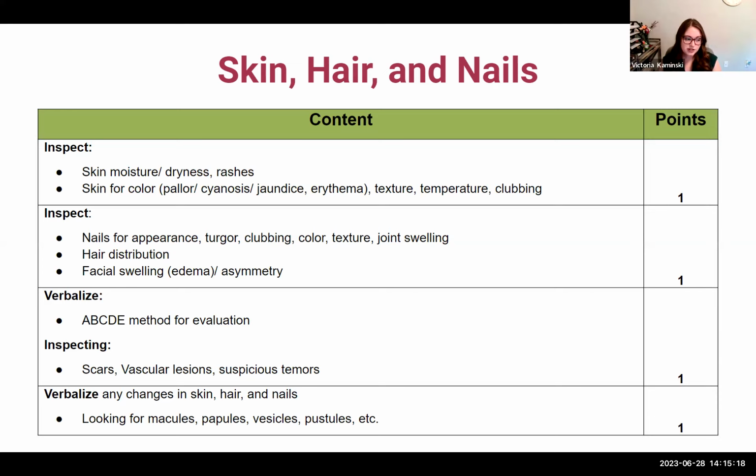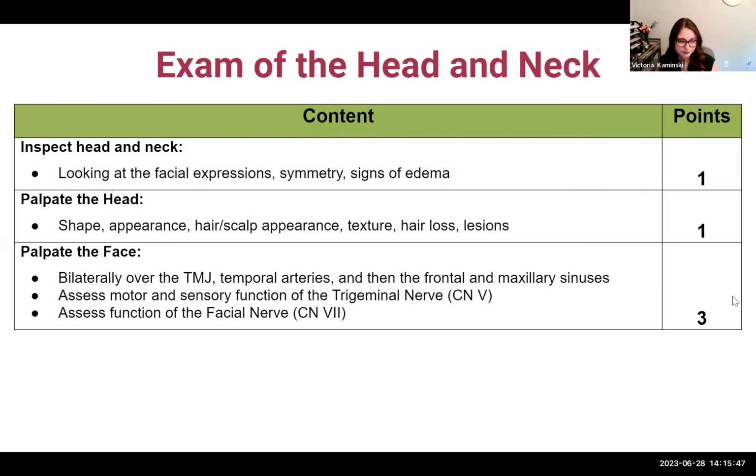For verbalization, you also need to mention for skin, hair, and nails that you are performing the ABCDE method of evaluation. And I will let you again review your Bates book. That's asymmetry, border, color, diameter. Inspecting that you're looking for scars, vascular lesions, suspicious tumors. You're verbalizing any changes in the skin, hair, and nails. You're going to want to mention that you're looking for macules, papules, vesicles, pustules, and those types of lesions. Again, that will get you 4 points for that section.